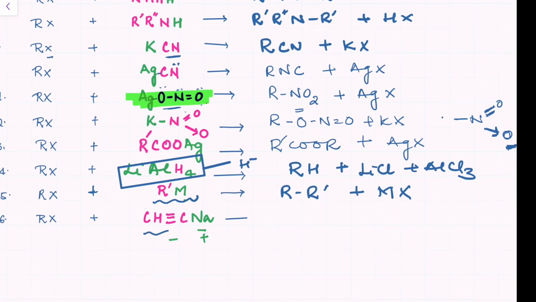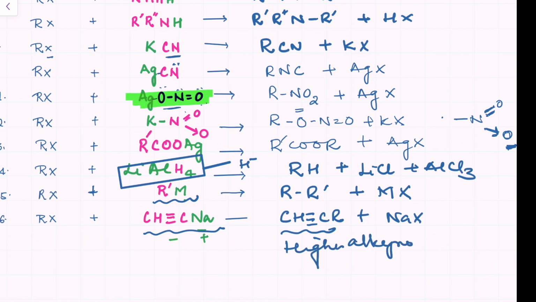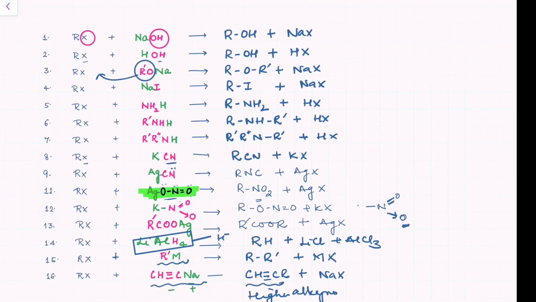Now if you have sodium acetylide, in this also there is a negative charge on carbon and a positive charge on sodium. So where will the positive charge go? Positive charge will go to X and negative charge will get attached to R, giving you higher alkynes. If you look at the reactions, you are getting all functional groups.